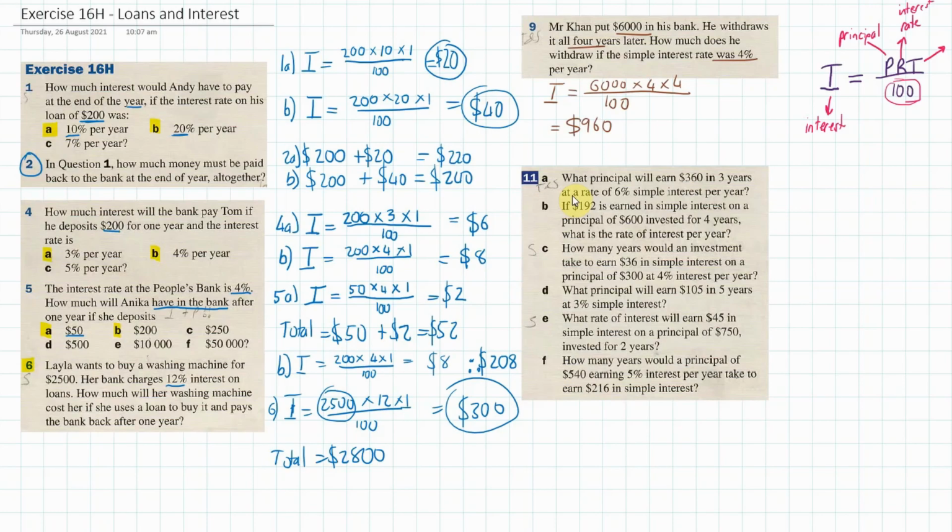But how much does he withdraw? He's withdrawing it all, so the total withdrawn is going to be the 960 plus the 6,000 that he started with. So it'll be $6,960 is the total withdrawn. So he's made near enough to $1,000. That actually seems quite a lot, doesn't it, really?